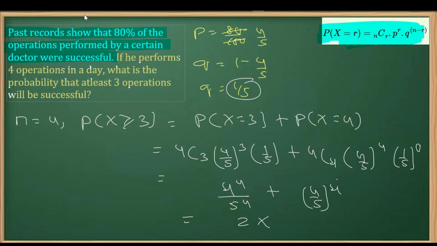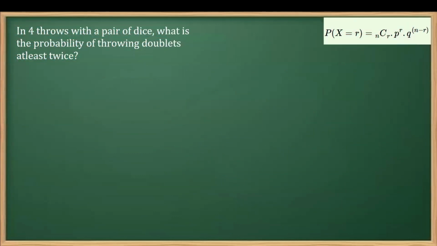16 into 16, that is 64. And this is 25 into 25 is what? 625. No, we made a mistake. 16 into 16 is 256. This is 256. So 2 into 256 is 512, and this is 625. Yeah, this will be the required probability for having at least 3 operations being successful.